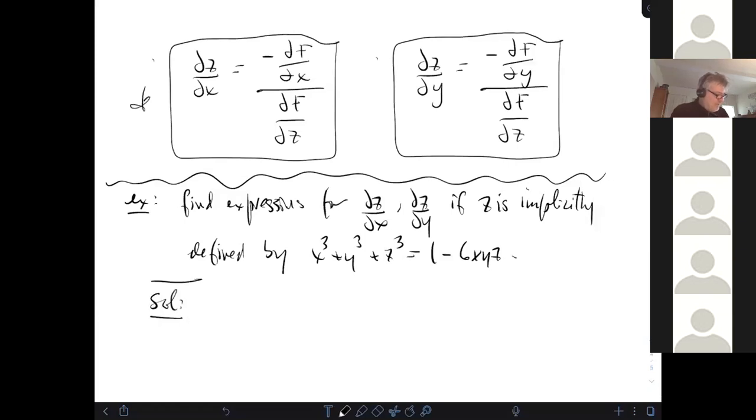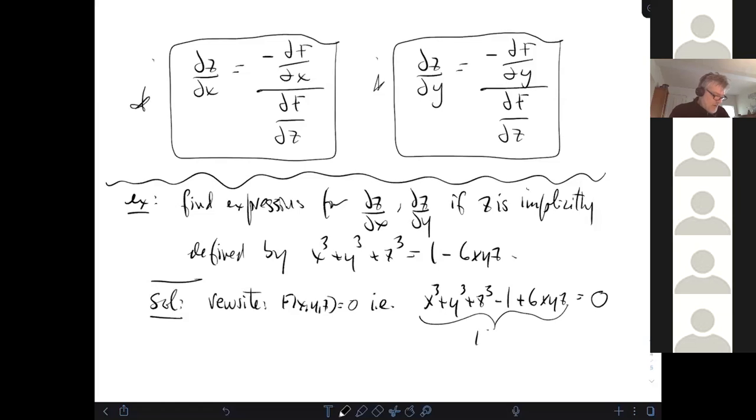I'm just going to use the expressions here, okay? I have to write this properly. So I'm going to rewrite it as F of x, y, z equals 0. You can choose either side, it doesn't matter. I'll choose this side: x cubed plus y cubed plus z cubed minus 1 plus 6xyz equals 0. This is my big F right here. And so all I have to do is find the partial derivatives of big F with respect to x, y, and z.